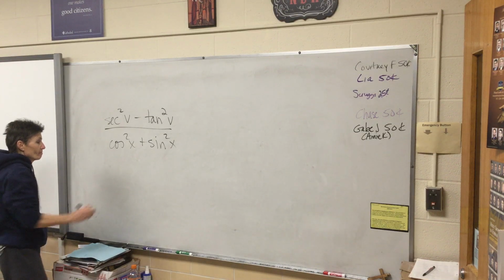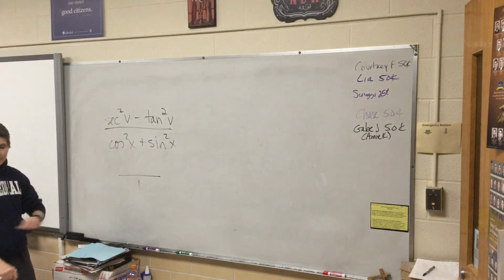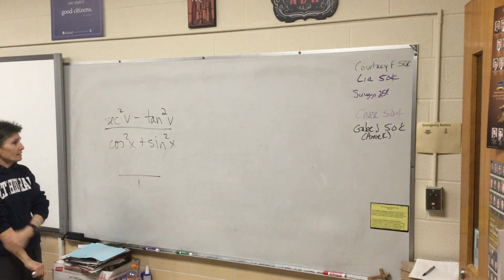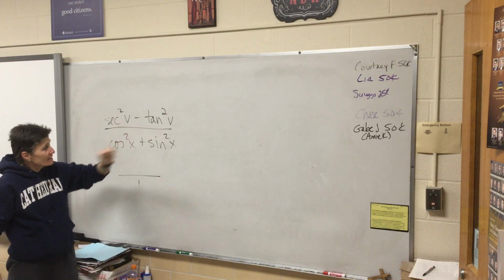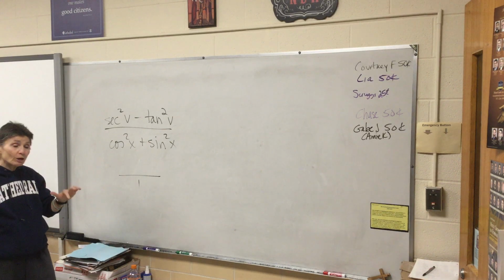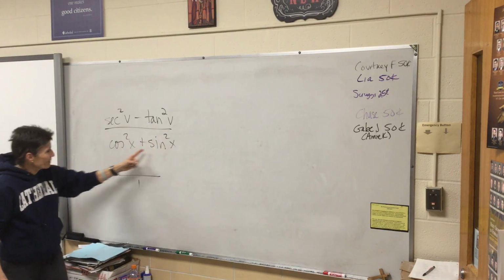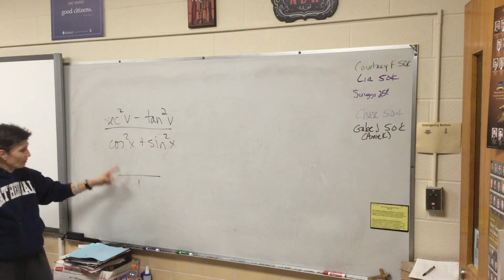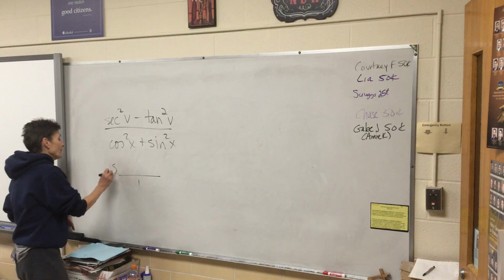Cosine squared plus sine squared equals 1. The denominator's 1. No question about it, it's 1. Now, I know that the top has V's and the bottom has X's, and that could be problematic in some problems, but not here because this is completely gone now and it just makes 1. So now I just have to worry about the top.